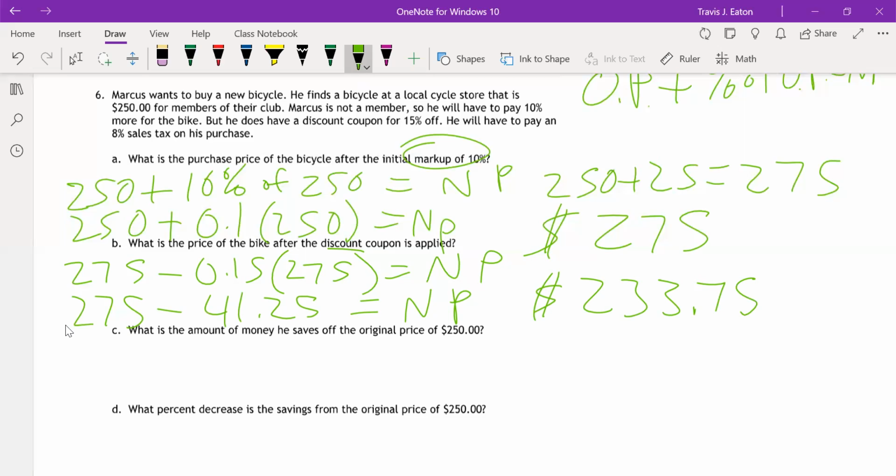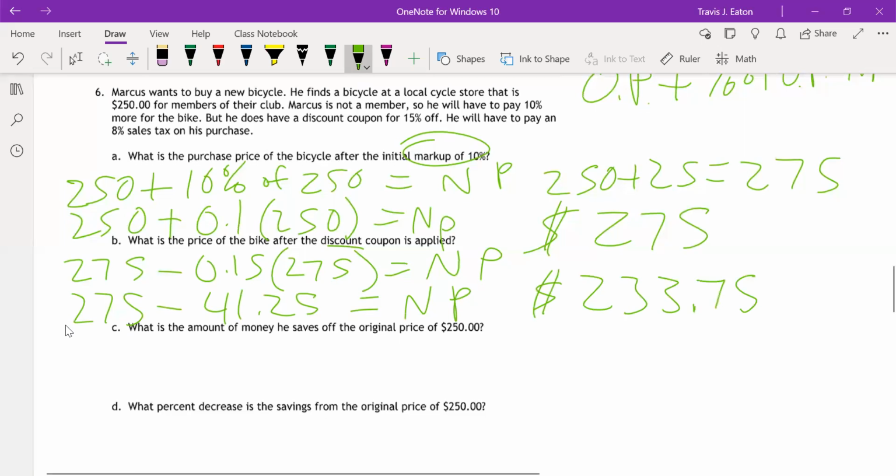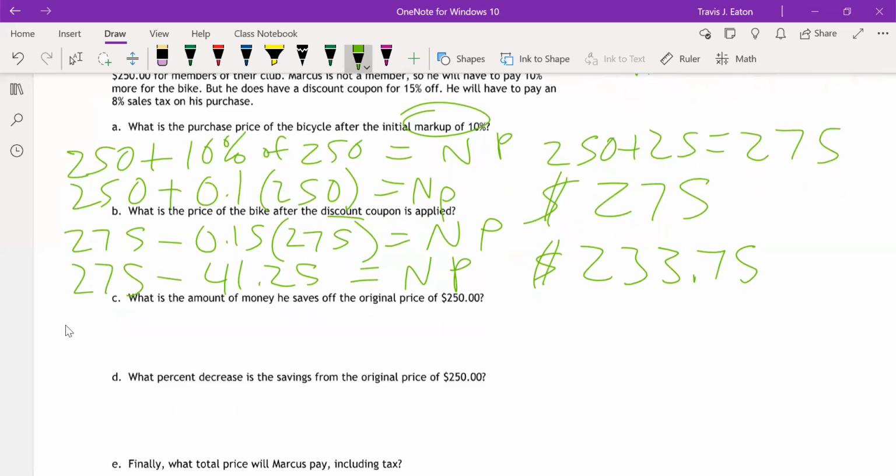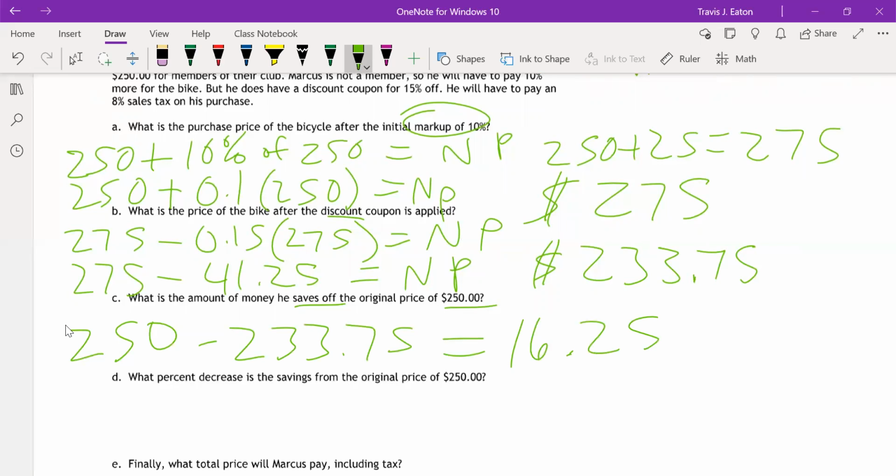So he's definitely paying less than the original 250, which is good. So how much? I guess that takes us to question C. What is the amount of money he saves off the original price of 250? Well, 250 subtract 233.75. How much money is he saving? Looks like he is saving $16.25. Beautiful.